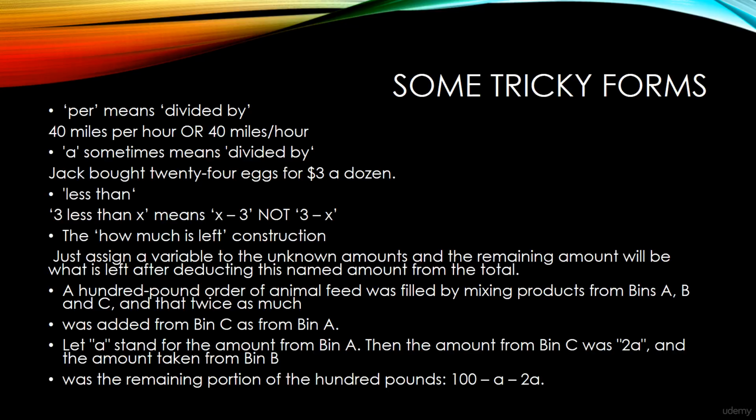Consider the following. A 100-pound order of animal feed was filled by mixing products from bins A, B, and C, and twice as much was added from bin C as from bin A. So let A stand for the amount from bin A, then the amount from bin C was 2A, and the amount from bin B was the remaining portion of the 100 pounds. So that would be 100 minus A minus 2A.